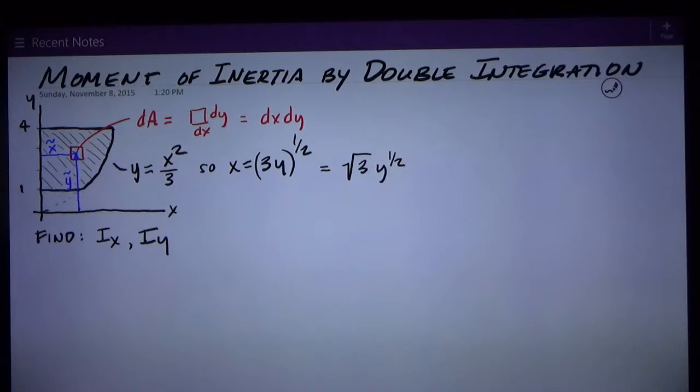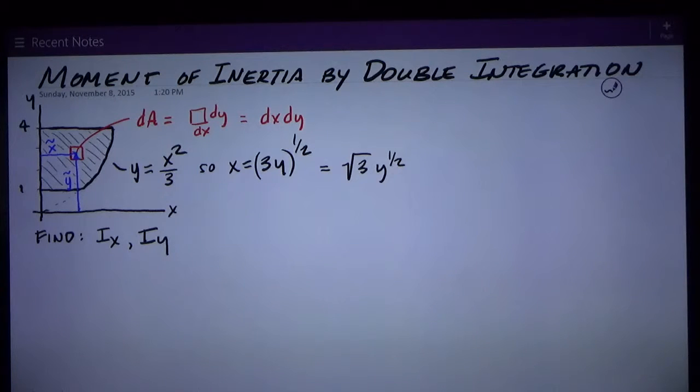Today I'm going to demonstrate how to do moment of inertia by double integration instead of using that trick and using a strip of dA being a vertical or a horizontal strip. I'm going to do this one on a shape that's got a y-axis boundary, and it goes along the y-axis from 1 to 4. The other method, we would typically use a horizontal strip for dA and integrate it that way. It's just another way of doing it.